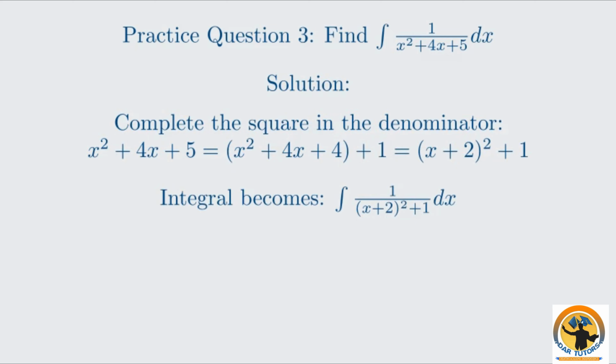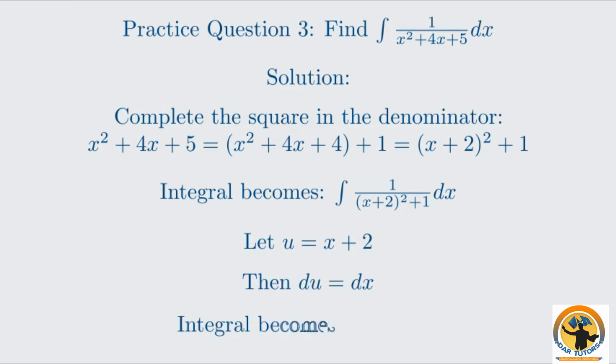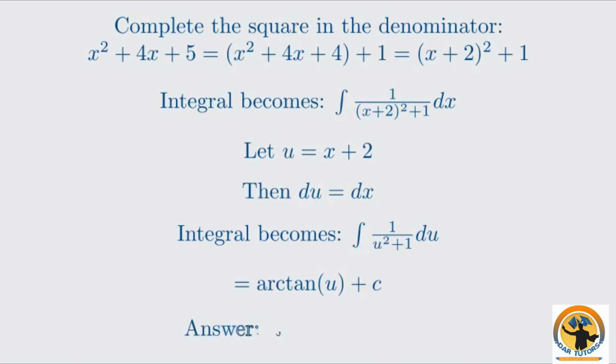This integral is now in a standard form. It resembles the integral of 1 over u squared plus a squared, which is the arctangent integral. Let's use the substitution u equals x plus 2. Then du equals dx. The integral becomes the integral of 1 over u squared plus 1 du. The integral of 1 over u squared plus 1 is the arctangent of u plus c. Substituting back u equals x plus 2, our final answer is the arctangent of (x plus 2) plus c.